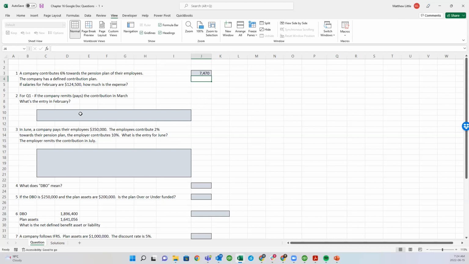Question 2 says, if the company remits or pays the contribution in March, what's the entry in February? In this case, we look at our pension expense. We need to record that. So it'd be a debit to pension expense for the calculated amount, $7,470. And because we're not paying it until the following month, it would be a pension liability. So it'll sit in our accounts payable, typically under current liabilities, because we'll pay it next month.